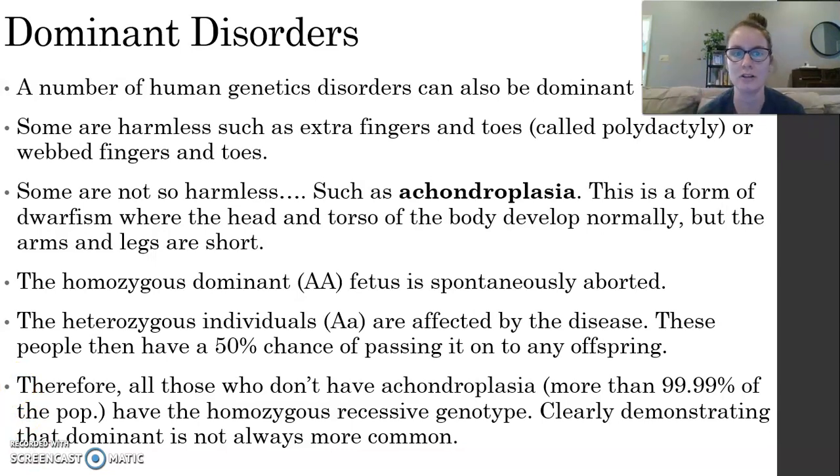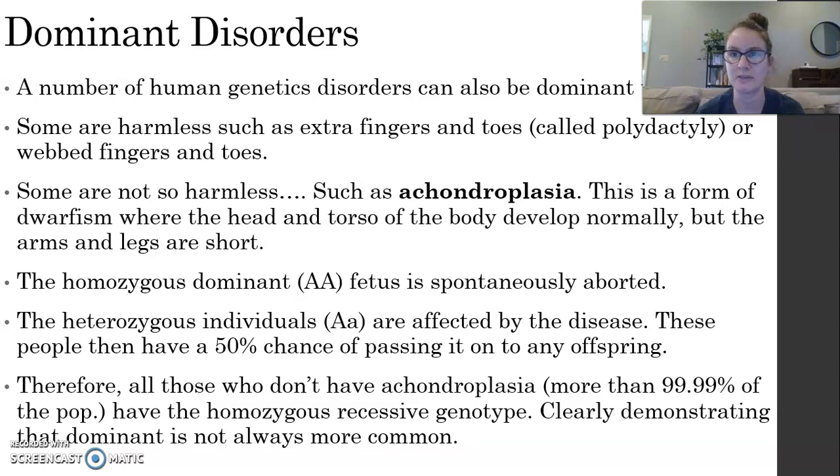Basically, there are also dominant disorders, which are genetic disorders that occur when you only have one copy of the allele, right? Because it's dominant. And so if you have a dominant and recessive true Mendelian type of inheritance, then you know that you only need one copy of the dominant allele to show the trait. A number of human genetic disorders are dominant. They're less common than recessive disorders, but they do happen.